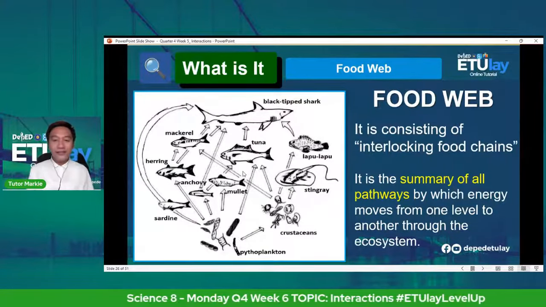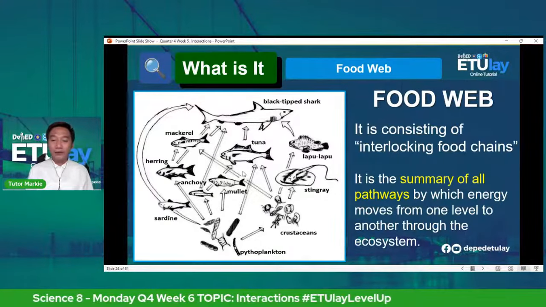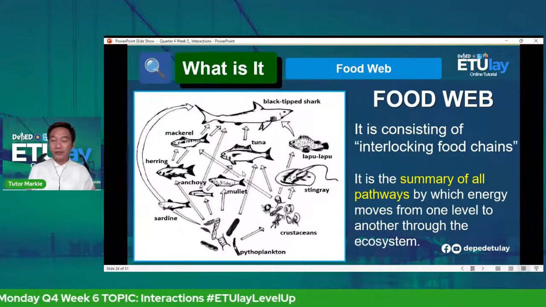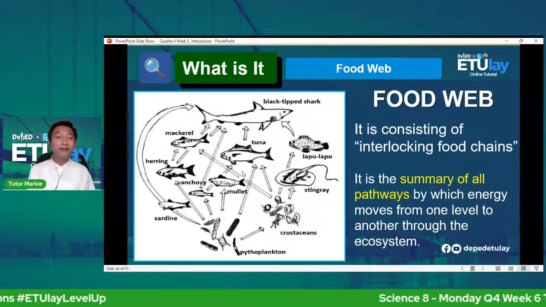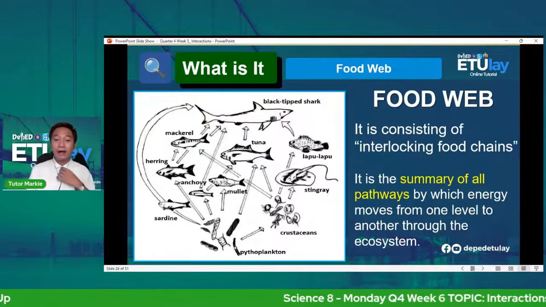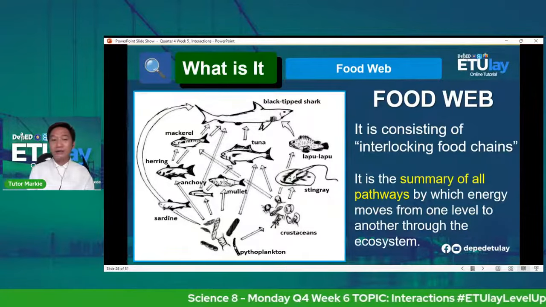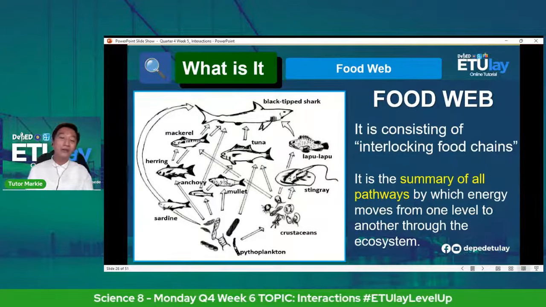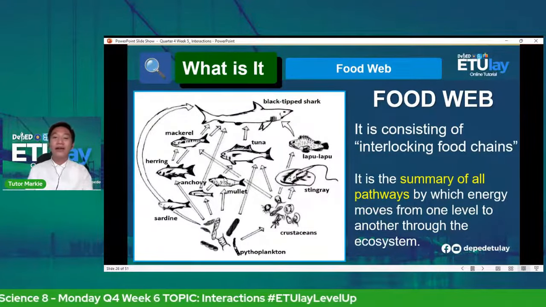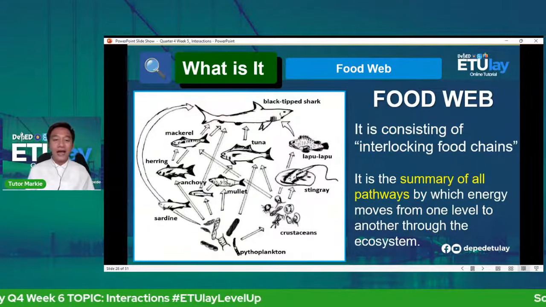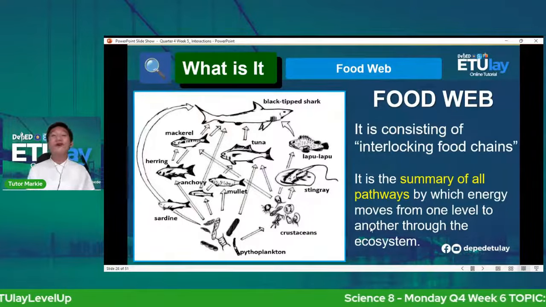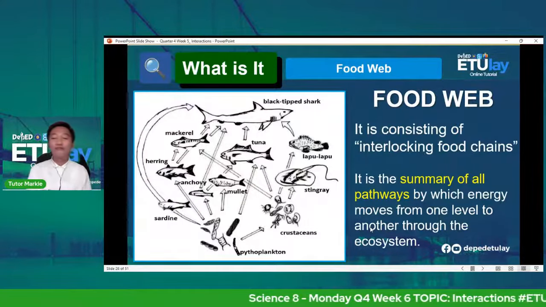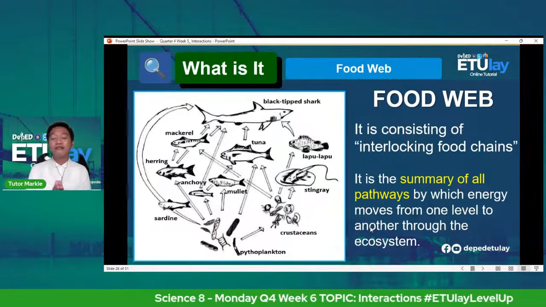So from this example, ito po ay the different organisms or different animals that can be found in the marine biodiversity. We have here the phytoplankton, the sardine, the mullet, the lapu-lapu, the tuna, mackerel, the shark, as well as the anchovy. So when we talk about food chain, it is the summary of all the pathways by which energy moves from one level to another through the ecosystem.